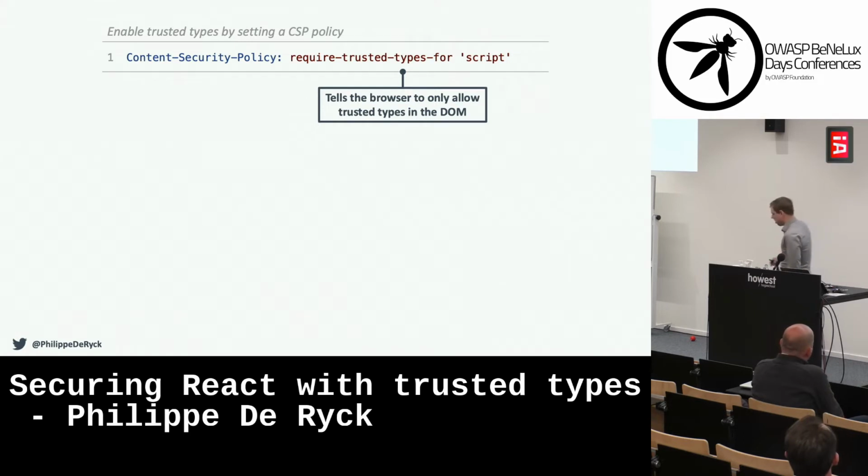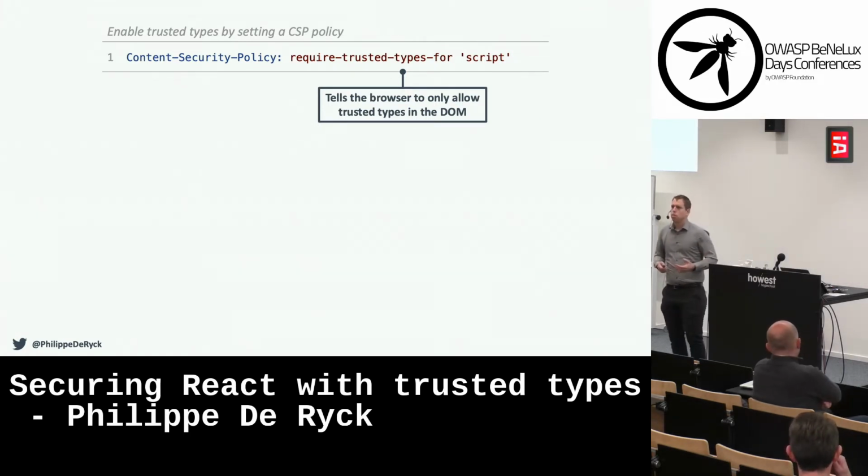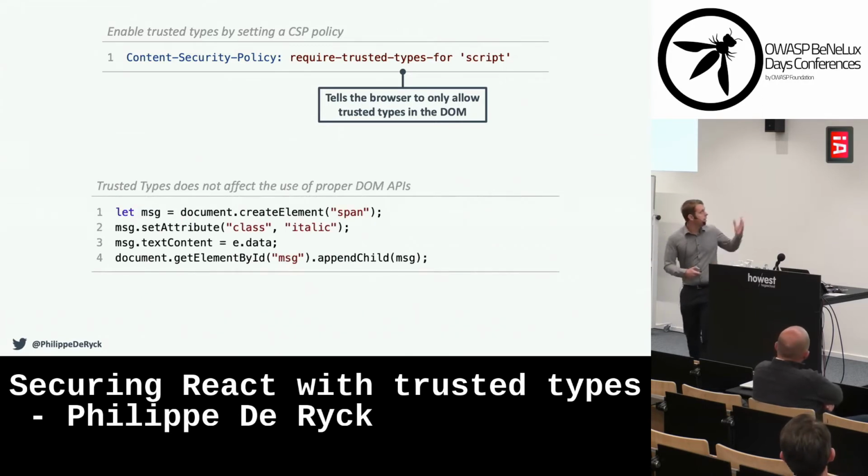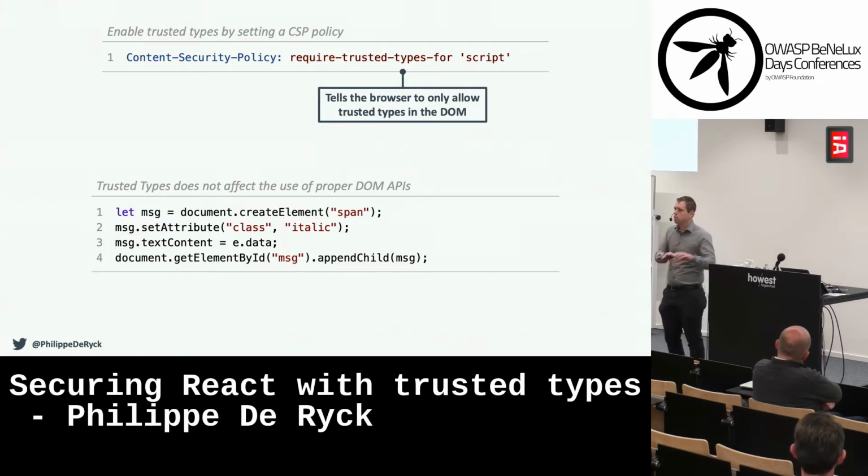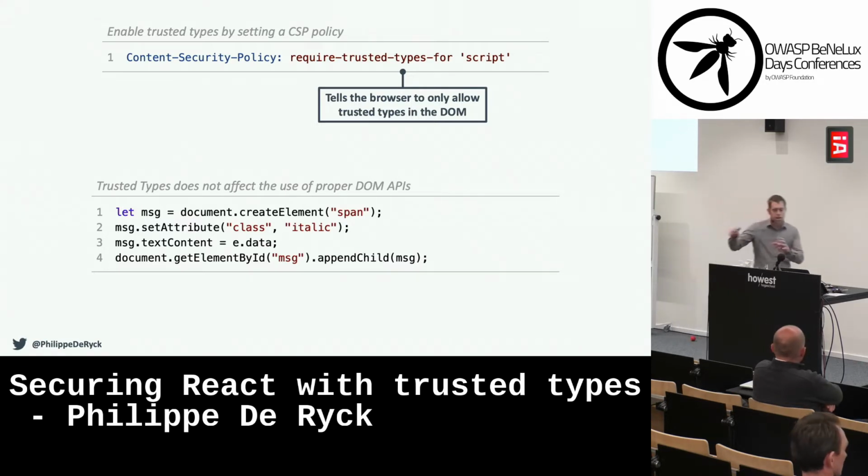Before we talk about the details, it doesn't affect anything that's not HTML parsing. If you want to use DOM APIs, like create element, set attribute, append child, all of those things, that's legitimate API code. Using DOM APIs is perfectly allowed, even with trusted types enabled. It doesn't impact that at all.